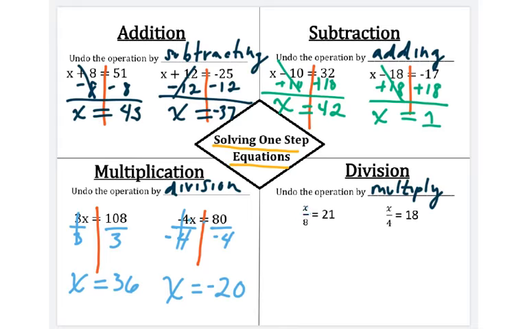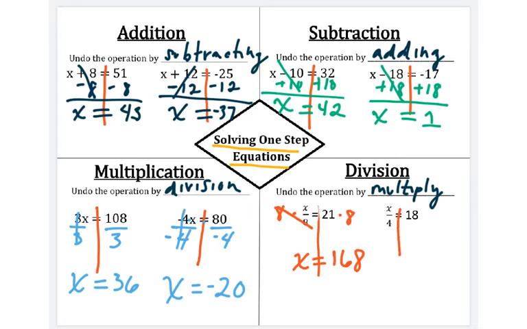As always, we are going to start by drawing our border. Ugly border. Okay, in this case, we need to get this x by itself. So if this is x divided by 8, I need to undo division by multiplying times 8. If I multiply 8 on the left, I need to also multiply 8 on the right. Multiplication and division will cancel each other out, leaving me with just x equals 21 times 8 is the number 168.